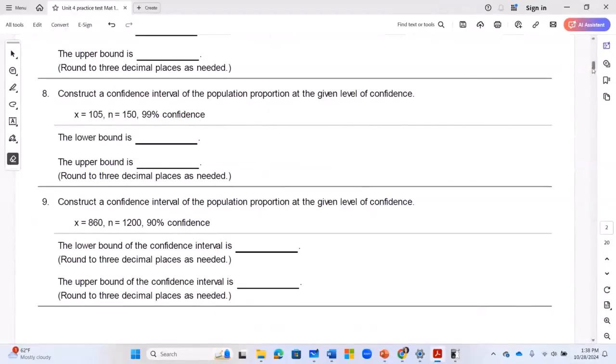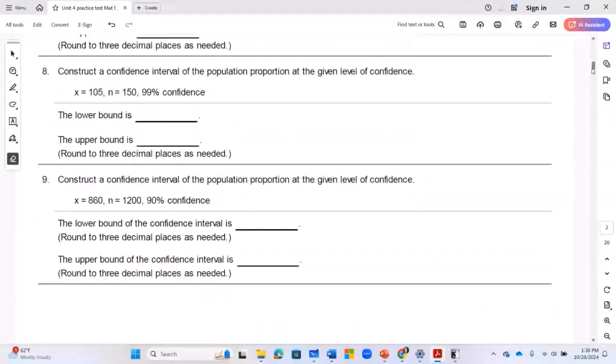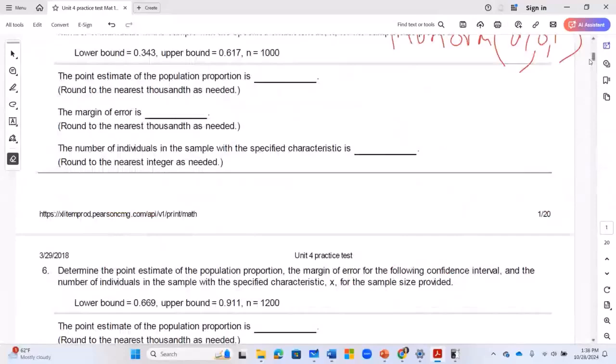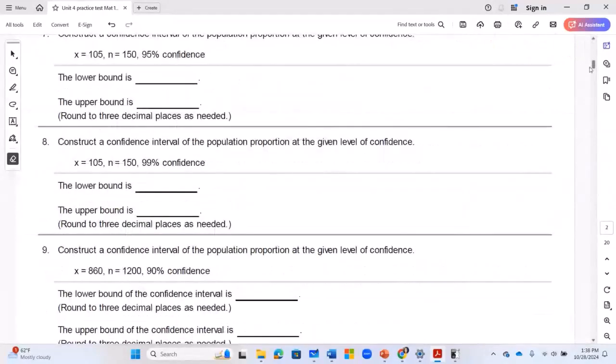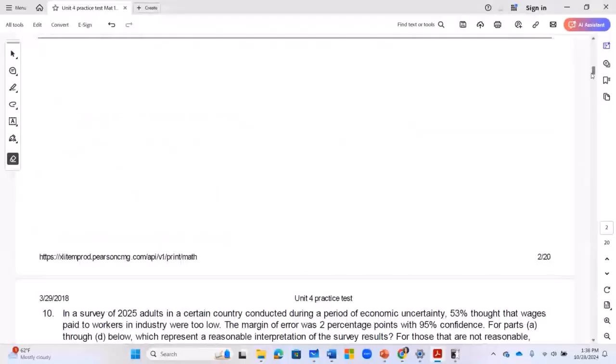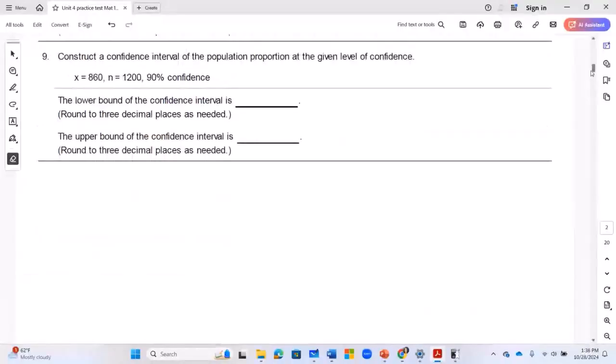I think we can do one more question. Number 9, construct a confidence interval. Let me see, what are we doing? Unit 4 practice test. Okay, so number 9, one last example for this. In number 9, construct a confidence interval for proportion.